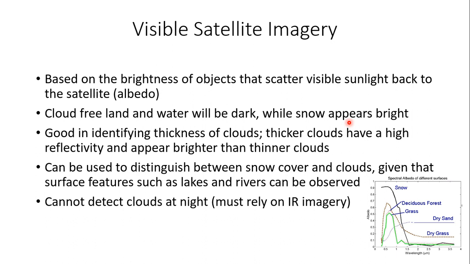Overall, visible satellite imagery is good at identifying the thickness of clouds. So we have to look at the thickness as well. Thicker clouds have a high reflectivity, tend to reflect a lot more light back towards space and towards the satellite, and appear brighter than thinner clouds. Visible satellite imagery can be used to distinguish between snow cover and clouds, given that surface features such as lakes and rivers can be observed. I'm going to show you an example of snow-covered ground on satellite imagery shortly.